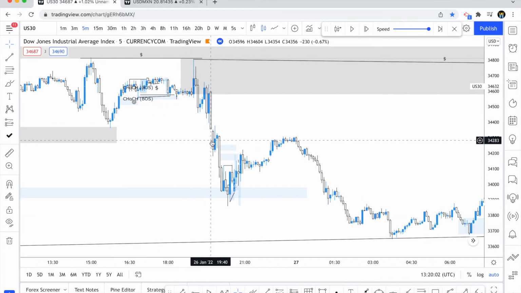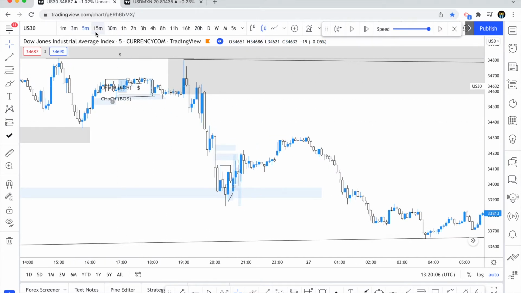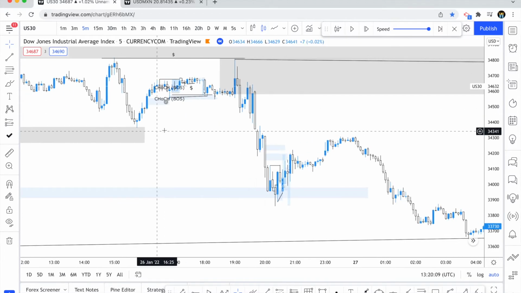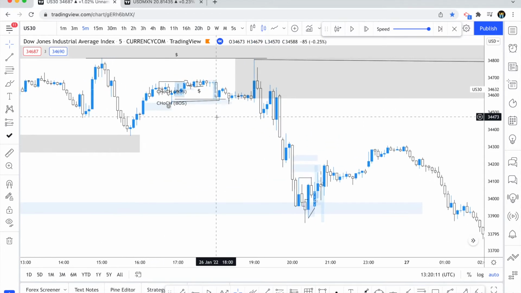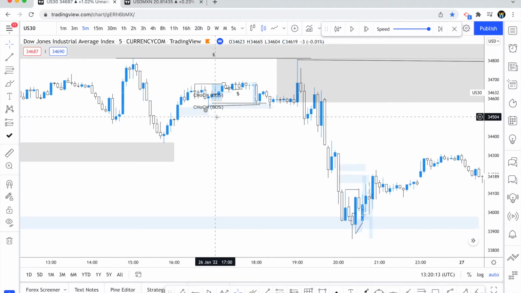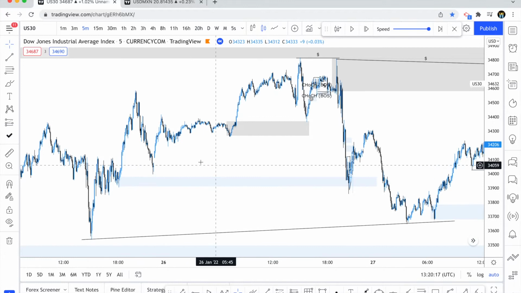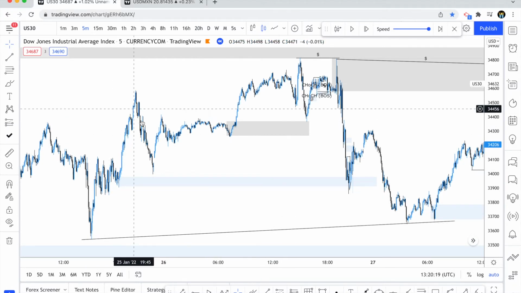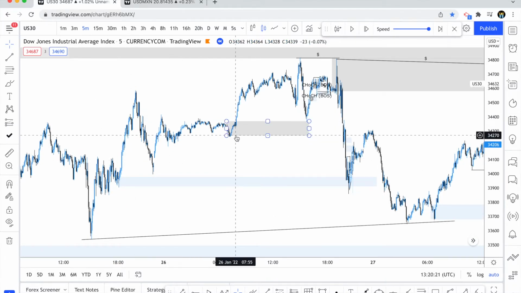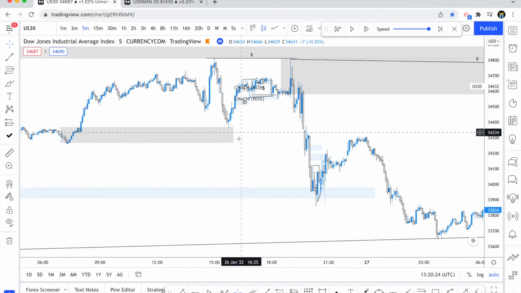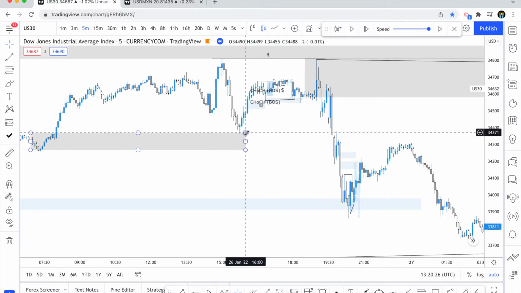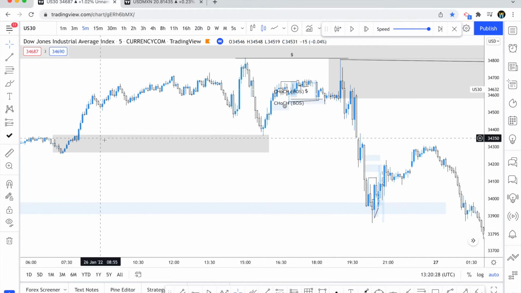Well, to be honest, it doesn't really matter what time frame you're trading. It just depends on what type of lot sizes you're using, right? So anyway, we started on the 5 minute. We marked our supply and demand levels here. You can see there's impulse, retracement, impulse, and a retracement. So we marked our retracement area here from the demand.